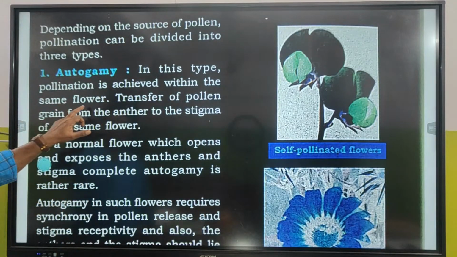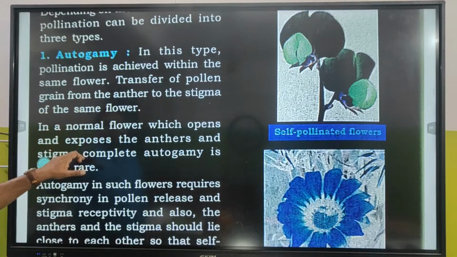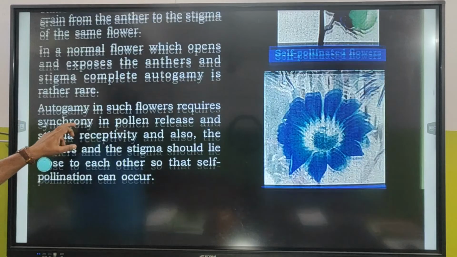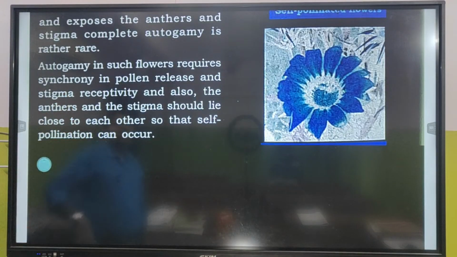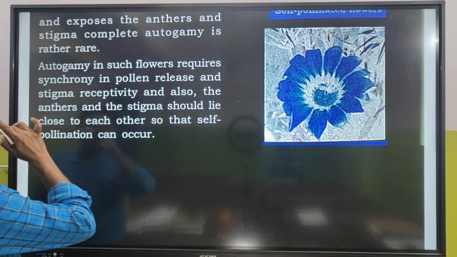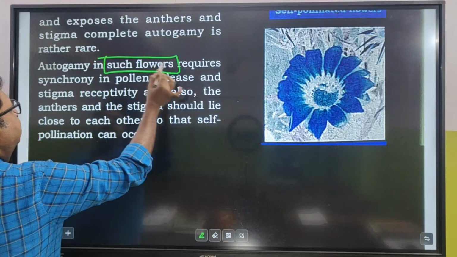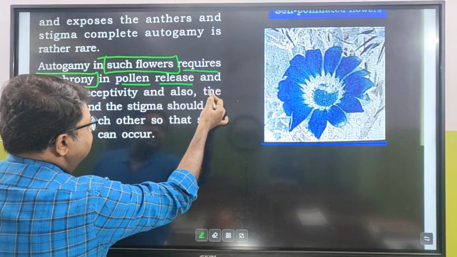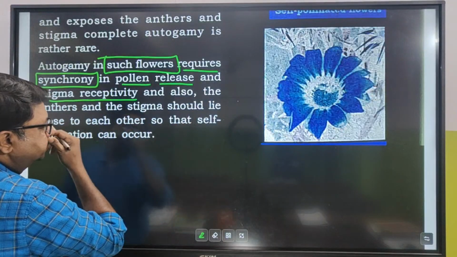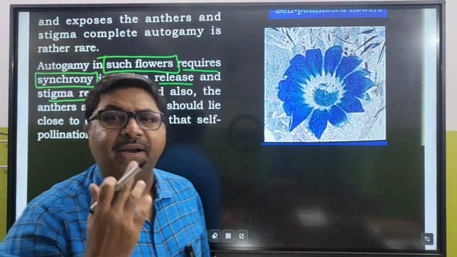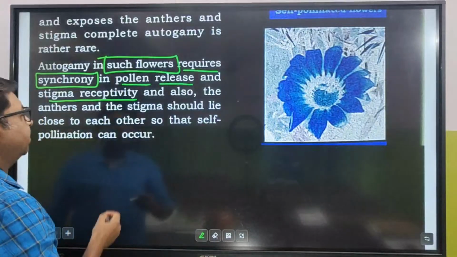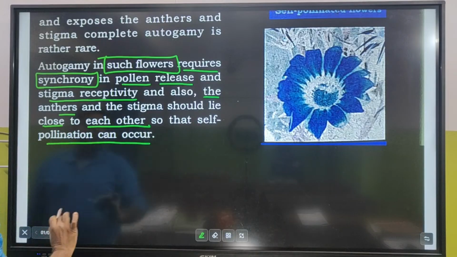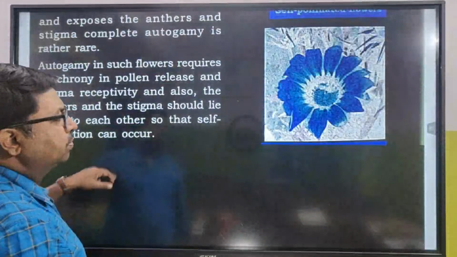In this type of pollination, achieved within the same flower, transfer of pollen grains from anther to the stigma of the same flower. In a normal flower which opens and exposes the anthers and stigma, complete autogamy is rather rare. Autogamy in such flowers requires synchrony in pollen release and stigma receptivity. ये थोड़ा आपको समझना है. Synchrony, that is synchronization, timing सेम होना चाहिए. किसका? Pollen release का and stigma की receptivity का. अगर ऐसा होता है कि पोलन तो रिलीज हो गया पर स्टिग्मा रेडी नहीं है, तो it's not good. फाइन. Also the anthers and the stigma should lie close to each other so that self pollination can occur. ठीक है, तो उनमें क्या होना है, पास पास आना है ताकि सेल्फ पॉलिनेशन हो.